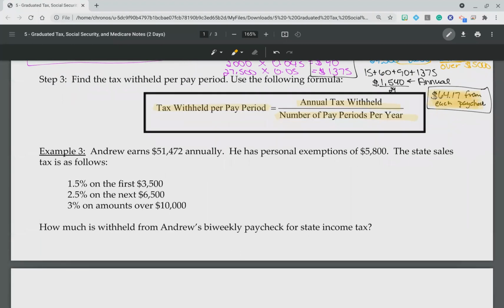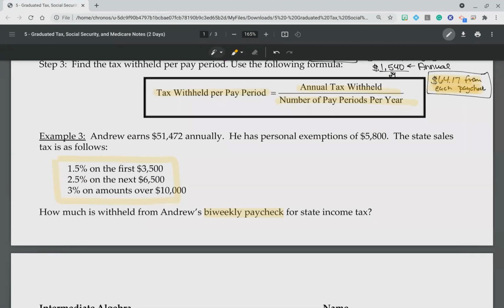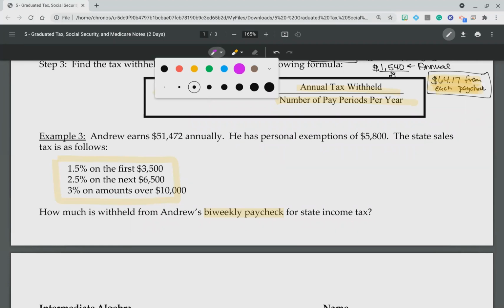All right, Andrew earns $51,472 annually. He has a personal exemption of $5,800. And then we're going to use this as our graduated tax. We are asked how much is withheld from his bi-weekly paycheck. Okay, so let's do this. I have a feeling I'm going to run out of room. I didn't leave myself much room for this one.